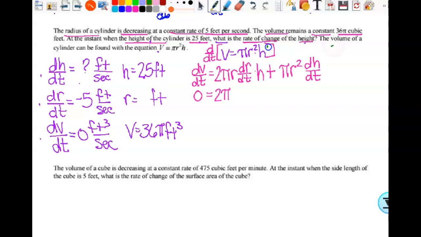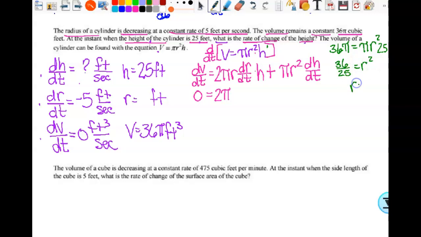I have the volume. This is 36 pi. That's going to be equal to pi times r squared, and I don't know what r is, times h right now, which is 25. Everybody with me? So now I want to get r squared by itself. I'm going to divide both sides by 25 pi. The pi's will cancel out. That will leave me with 36 over 25. That's equal to r squared.